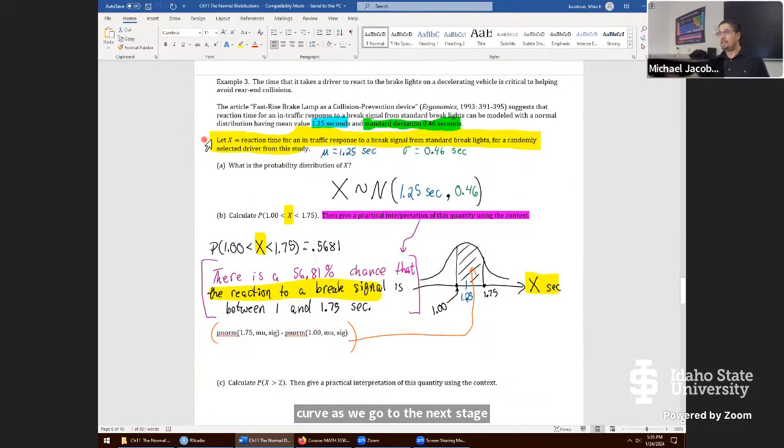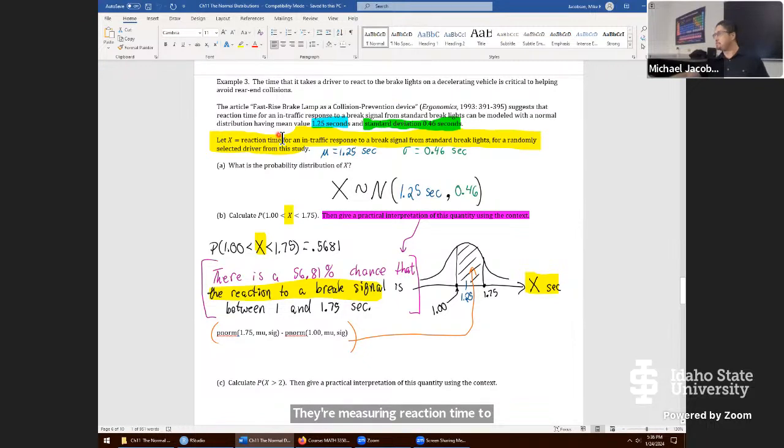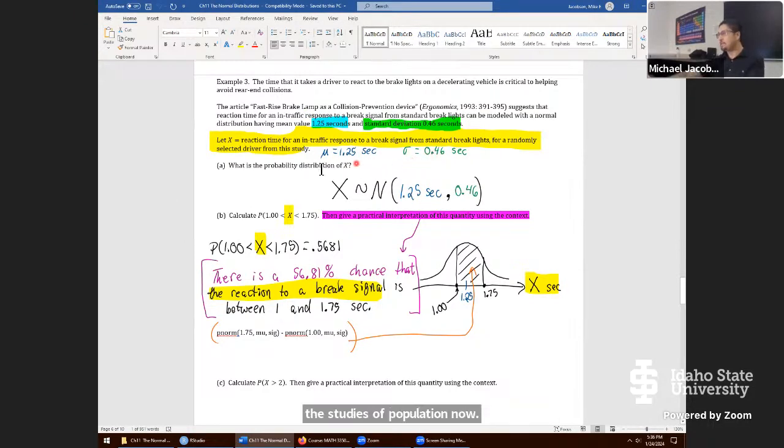So in this particular problem, X was the random variable. It represents a randomly selected person from this particular study. They're measuring reaction time to brake lights. So X is the reaction time to a brake signal for a randomly selected driver from this study. We wrote out that the mean in the study was 1.25 seconds. We can't use a statistic here because we're regarding the study as a population now. The parameter sigma at 0.46 seconds was stated. And so we said the probability distribution of X should be modeled this way. The tilde says is distributed as, N for normally distributed, with that as the mean and that as the standard deviation.